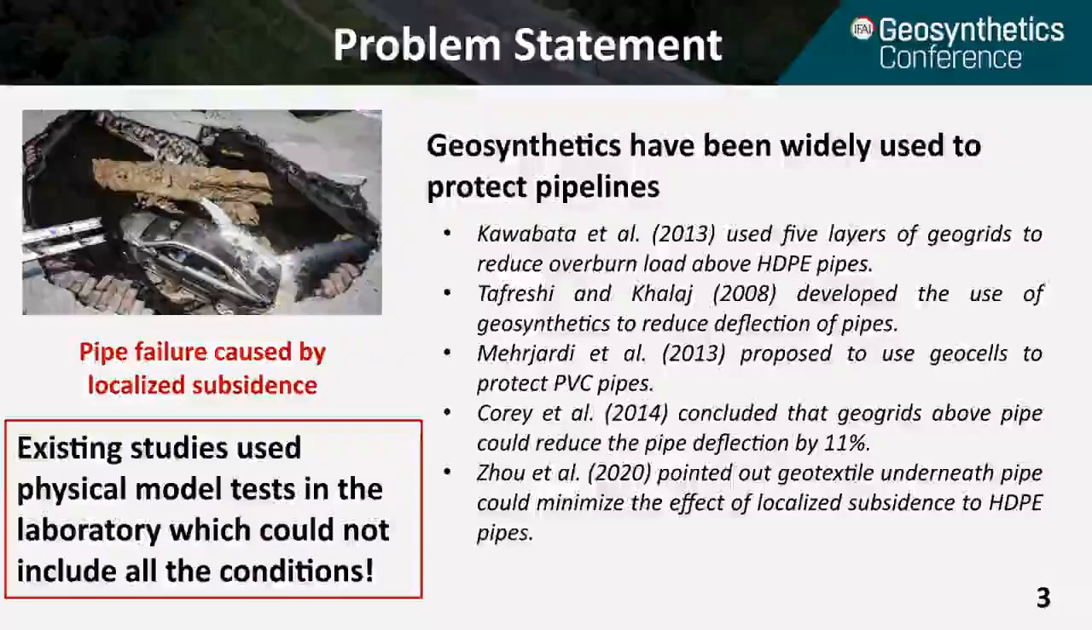Tafresh and then Kalaja in the year 2008 used geotextiles to reduce the deflection of pipes. And then Mirihajidi proposed to use geocells to protect PVC pipes. And then Corey concluded that the geogrid above the pipe can reduce the pipe deflection by 11% if you apply the load at the ground surface.